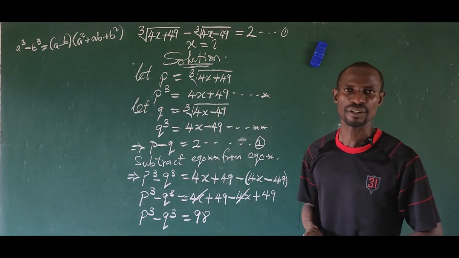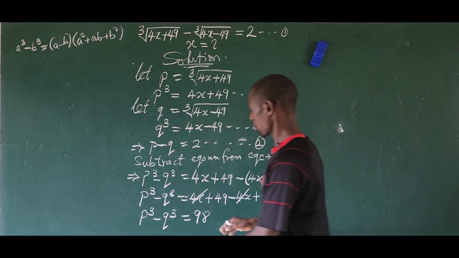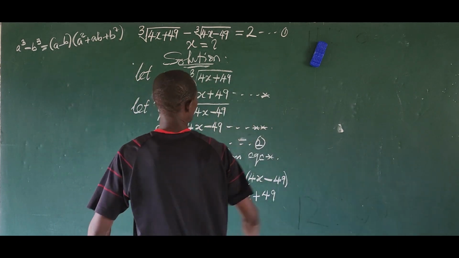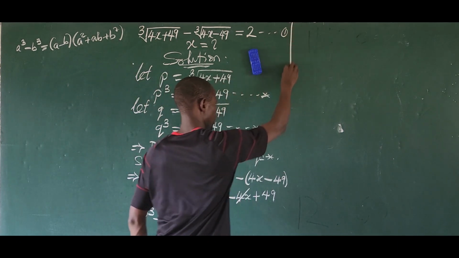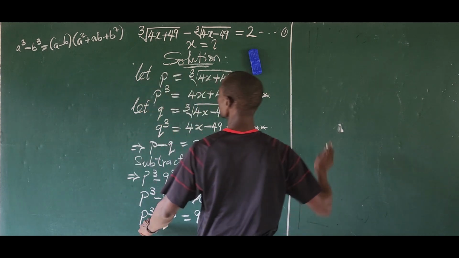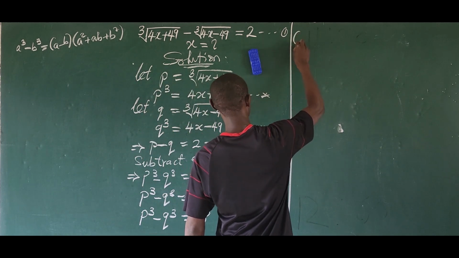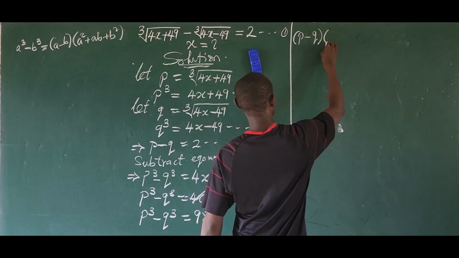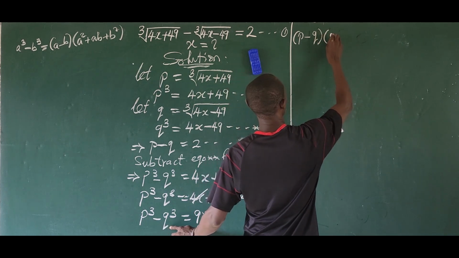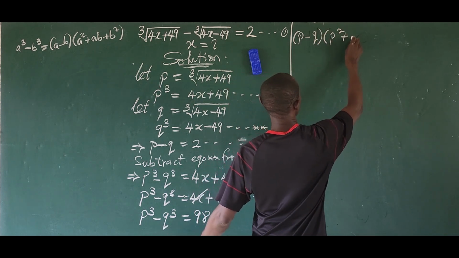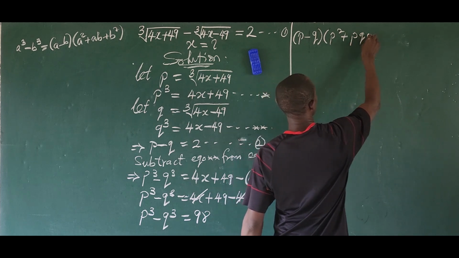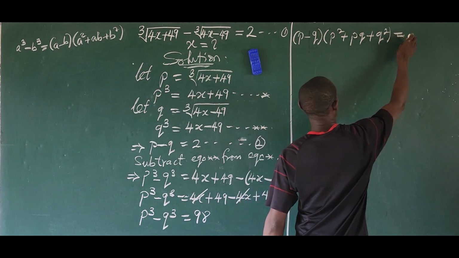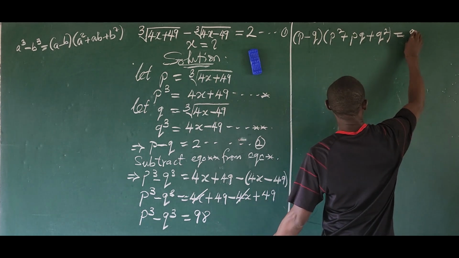This is what we call difference of two cubes. So we want to rewrite the left-hand side of this expression in this format. Doing that is going to give us (P − Q)(P² + PQ + Q²) = 98.